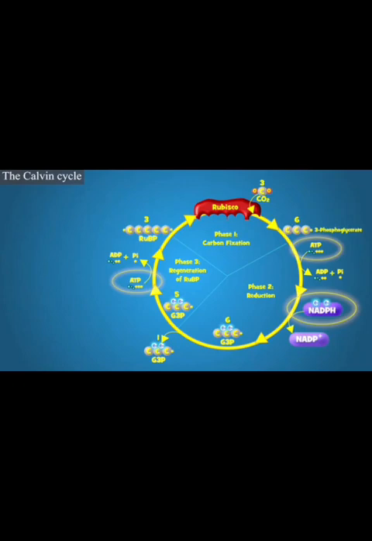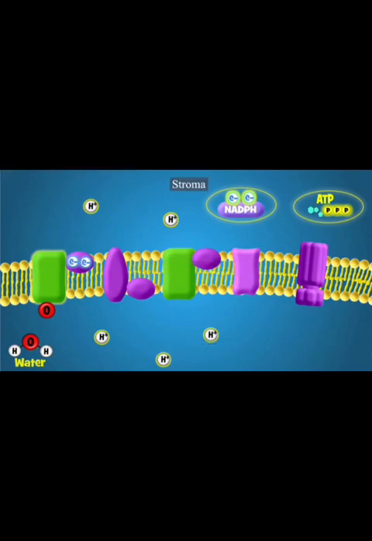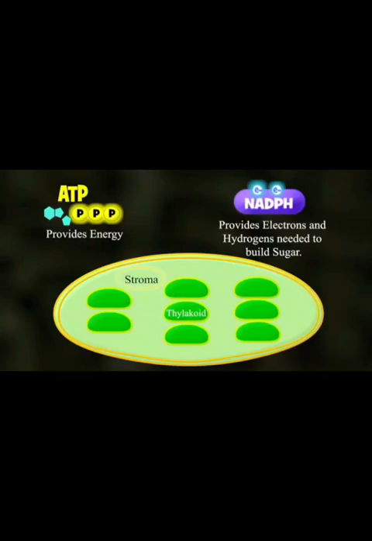You may recall that both ATP and NADPH were made during the light reactions at the thylakoids. The Calvin cycle takes place in the fluids surrounding the thylakoids known as the stroma. ATP provides the energy and NADPH provides the electrons and hydrogens that are needed to reduce carbon dioxide to build sugars in the Calvin cycle.